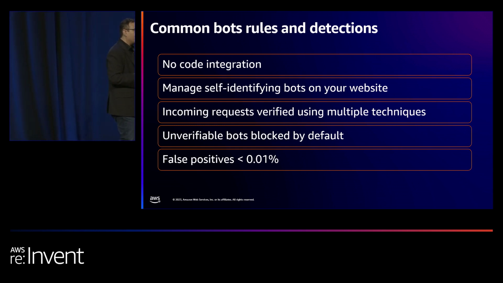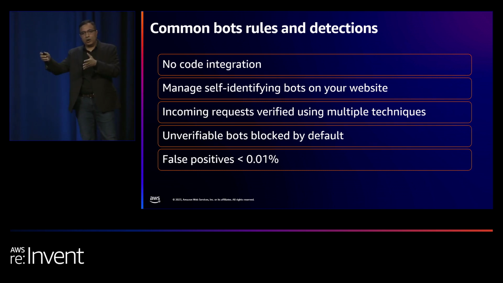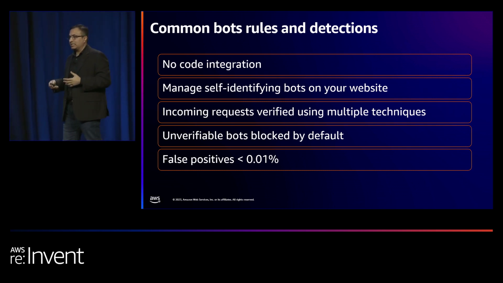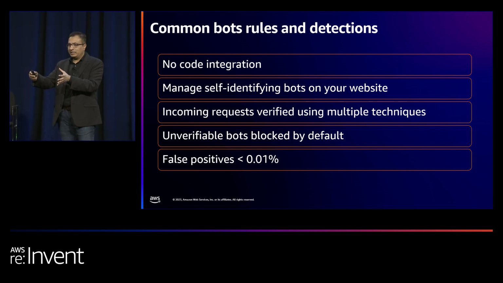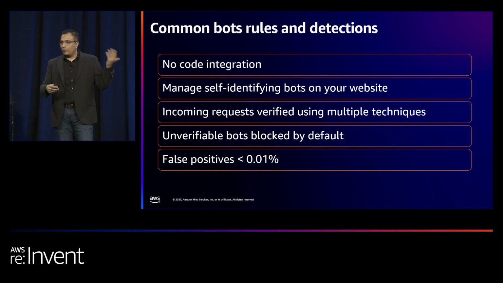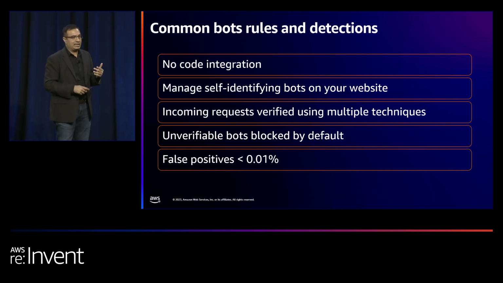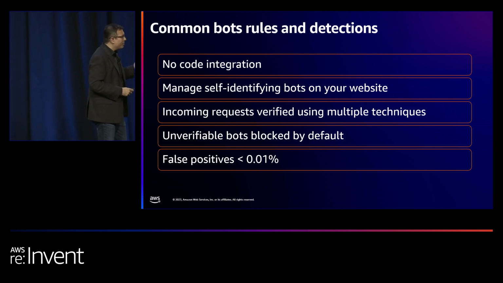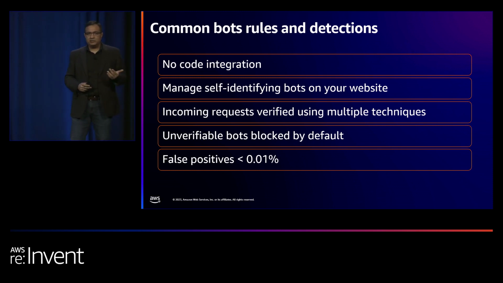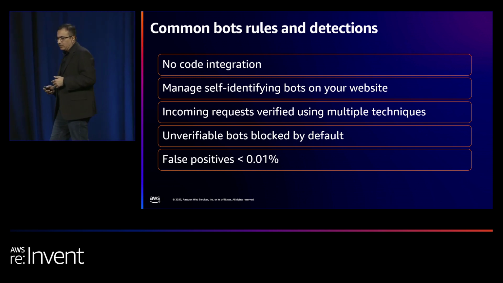Anything that is not verifiable, for instance, a bot comes in and says, I am so-and-so bot, and when we look at its signature, when we look at other attributes, we deem that, no, this is pretending to be that bot, but it is not exactly that bot. The default action is block for anything that we are not able to verify. Our customers tell us that this rule group has very low false positives, so you can use it with quite a bit of confidence.